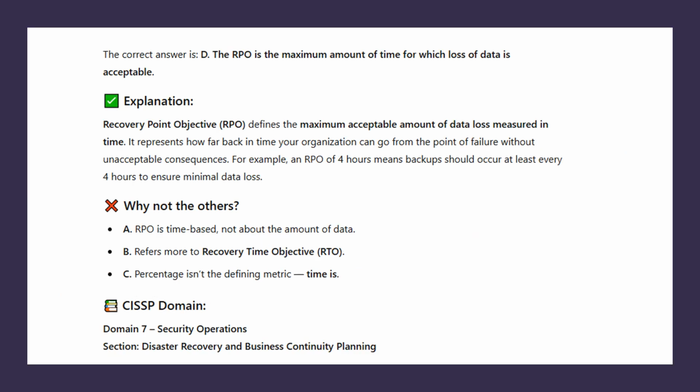The correct answer here is D. The RPO is the maximum amount of time for which loss of data is acceptable. So recovery point objective, or RPO, defines the maximum acceptable amount of data loss measured in time. It represents how far back in time your organization can go from the point of failure without unacceptable consequences. For example, an RPO of 4 hours means that backups should occur at least every 4 hours to ensure minimal data loss.